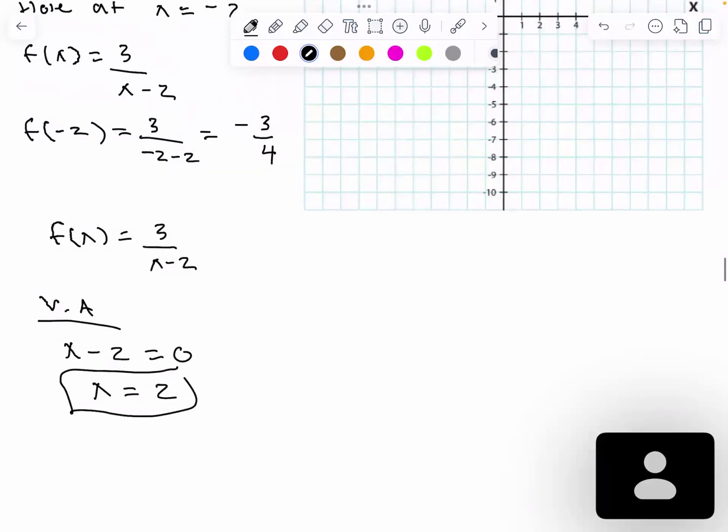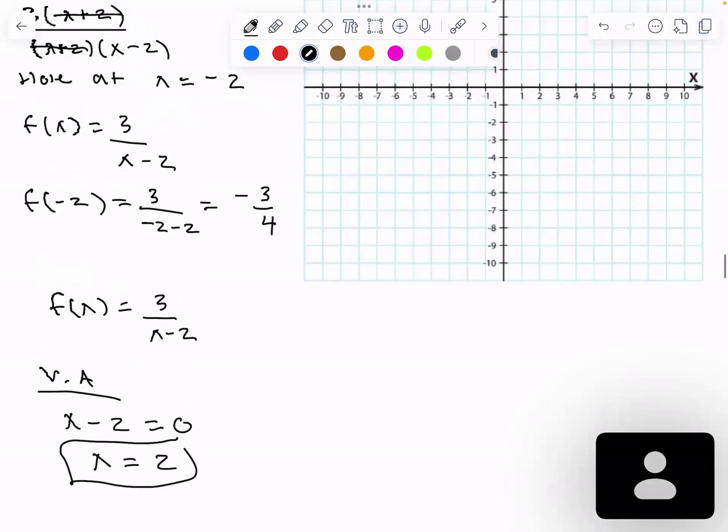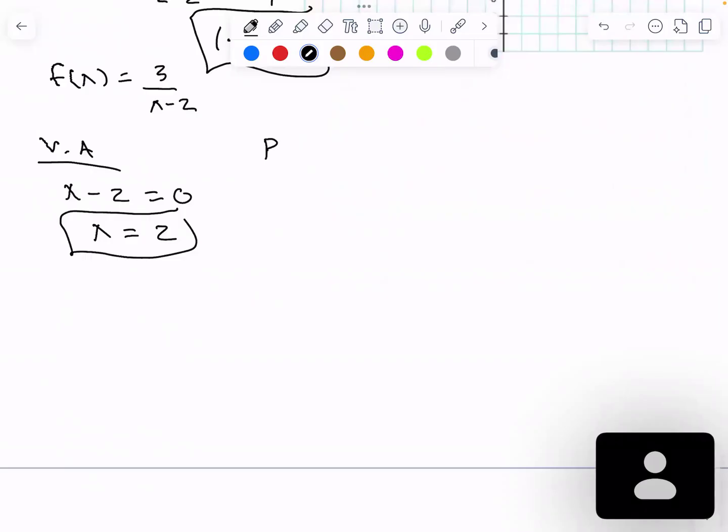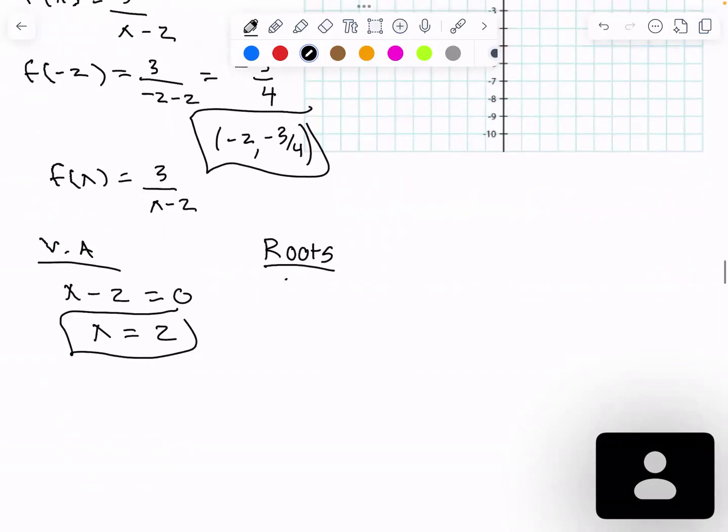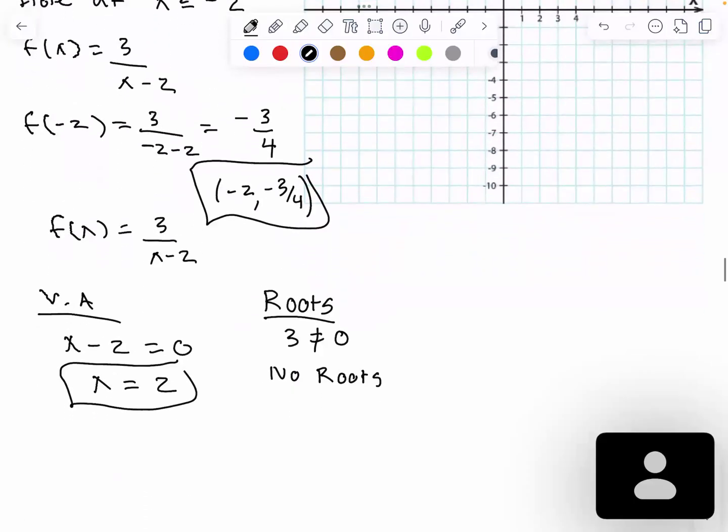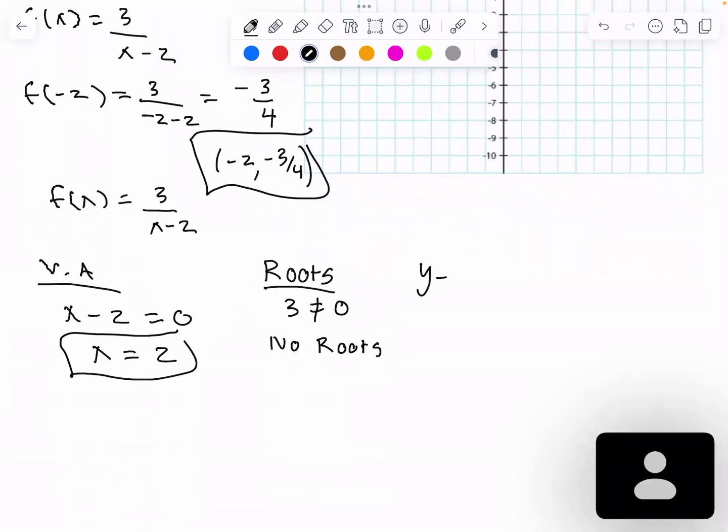Okay, so far we have a hole. The hole's at negative 2, negative 3/4. There's my hole, and I have my vertical asymptote. Let's find the roots. To find the roots, you set the top equal to 0, but the top is just 3. And 3 can never be 0, so there's no roots. Right? Okay, so we have holes, we have vertical asymptotes, we have roots. Let's find our y-intercept.